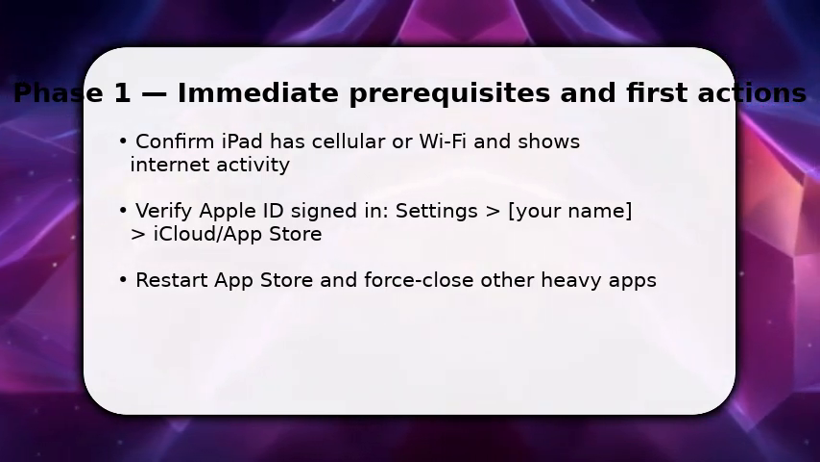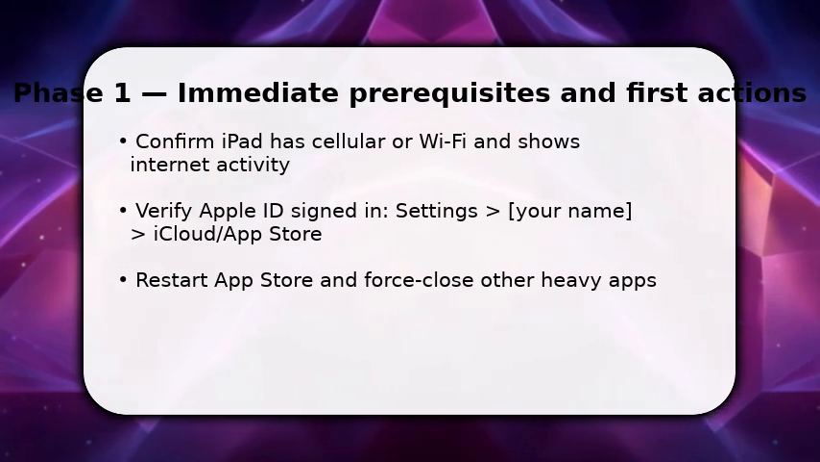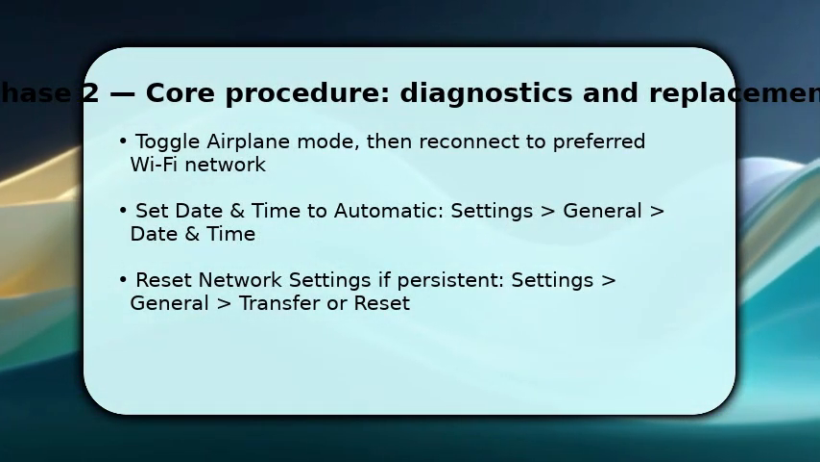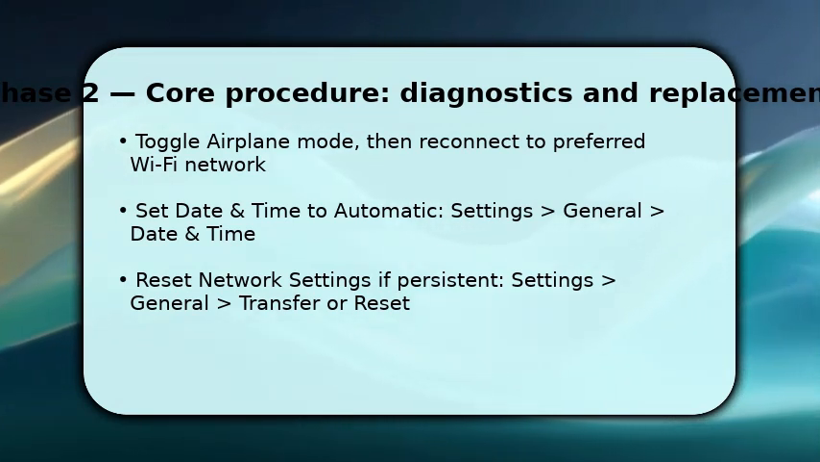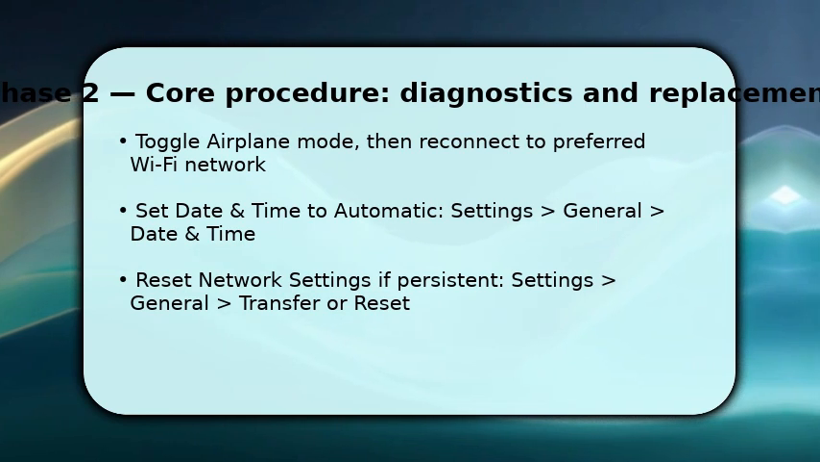First, disconnect and reconnect to your Wi-Fi. If needed, forget the network and rejoin with the password. This clears bad DHCP leases. Make sure date and time are automatic. App Store rejects requests with wrong timestamps.